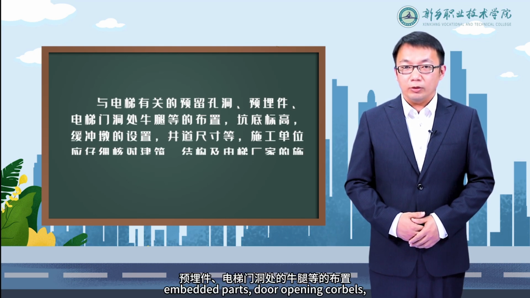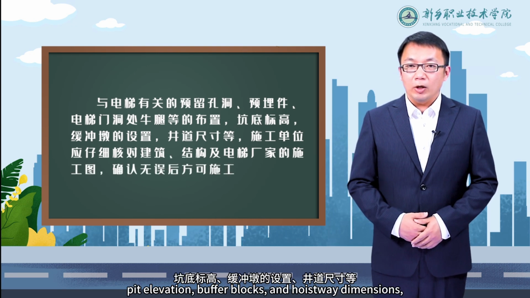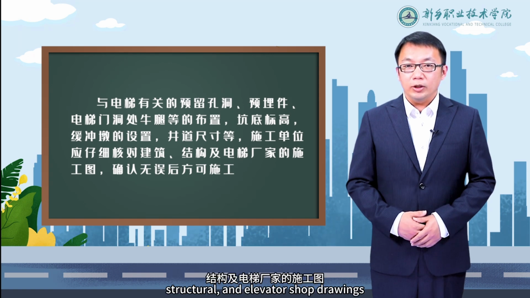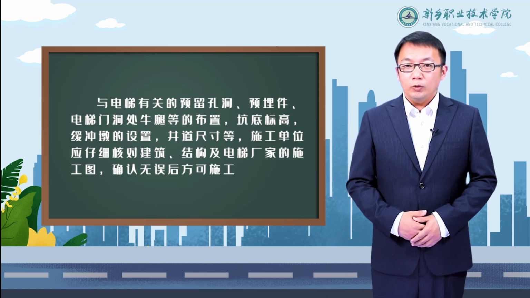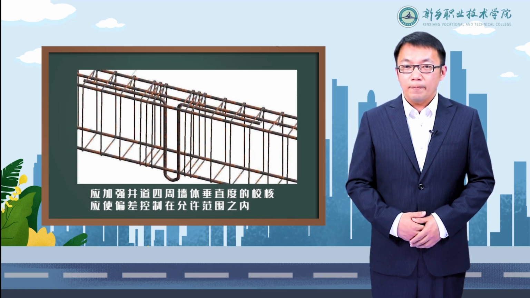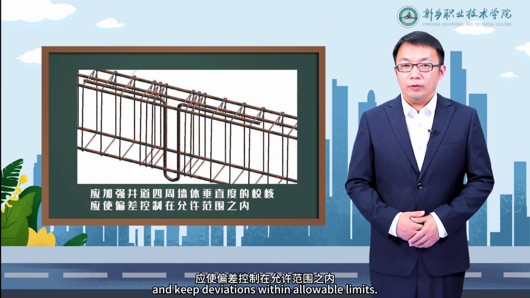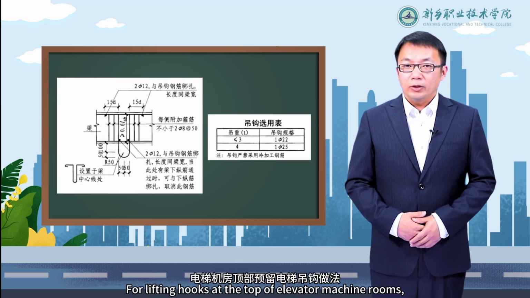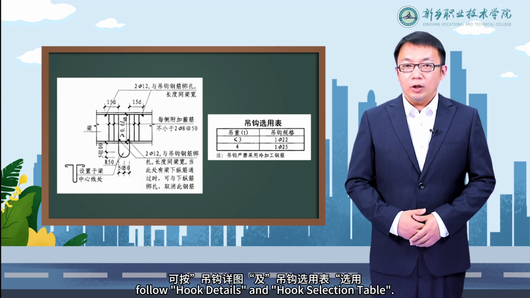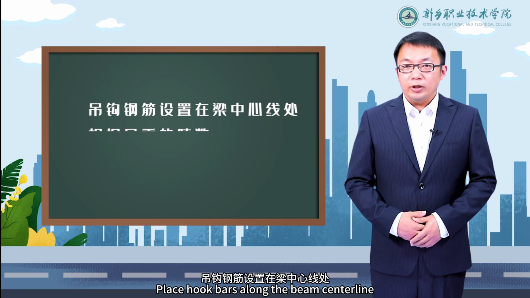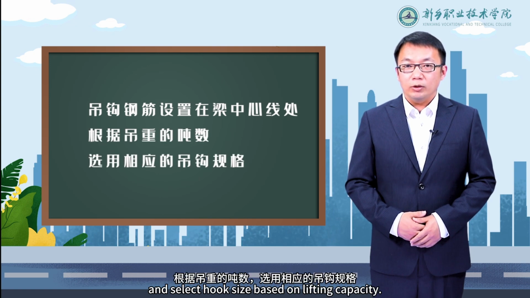16th, construction elements, including reserved openings, embedded parts, door opening corbels, pit elevation, buffer blocks, and hoistway dimensions. Contractors must verify architectural, structural, and elevator shop drawings before construction. During construction, check the verticality of shaft walls and keep deviations within allowable limits. For lifting hooks at the top of elevator machine rooms, unless otherwise noted, follow hook details and hook selection table. Place hook bars along the beam centerline and select hook size based on lifting capacity.